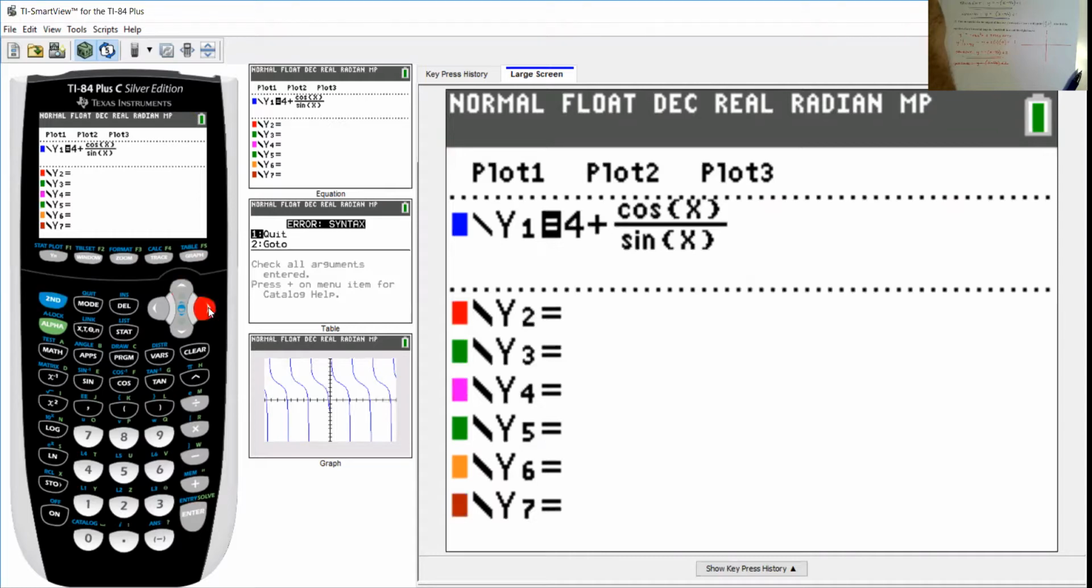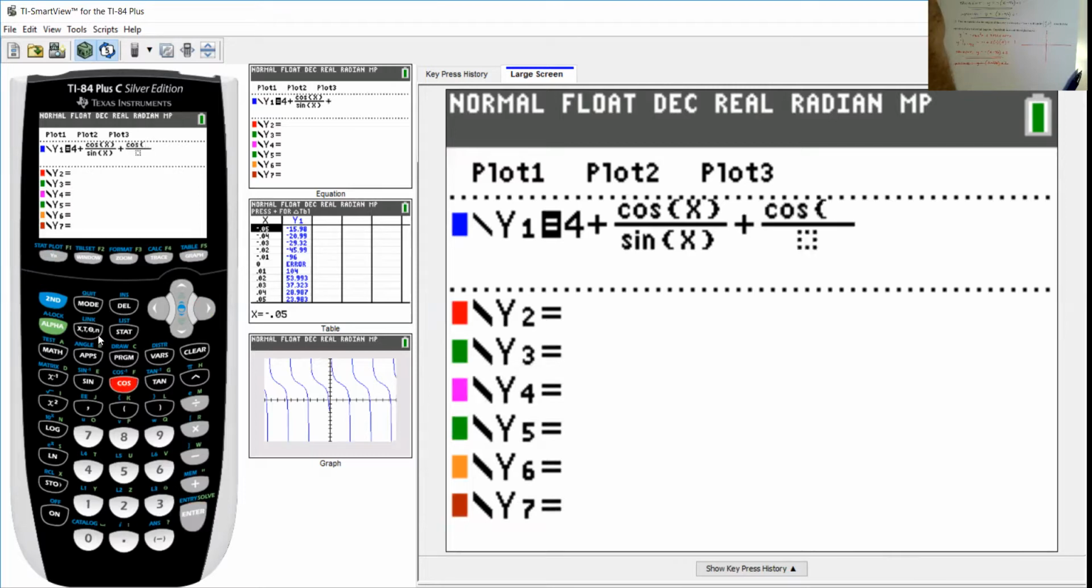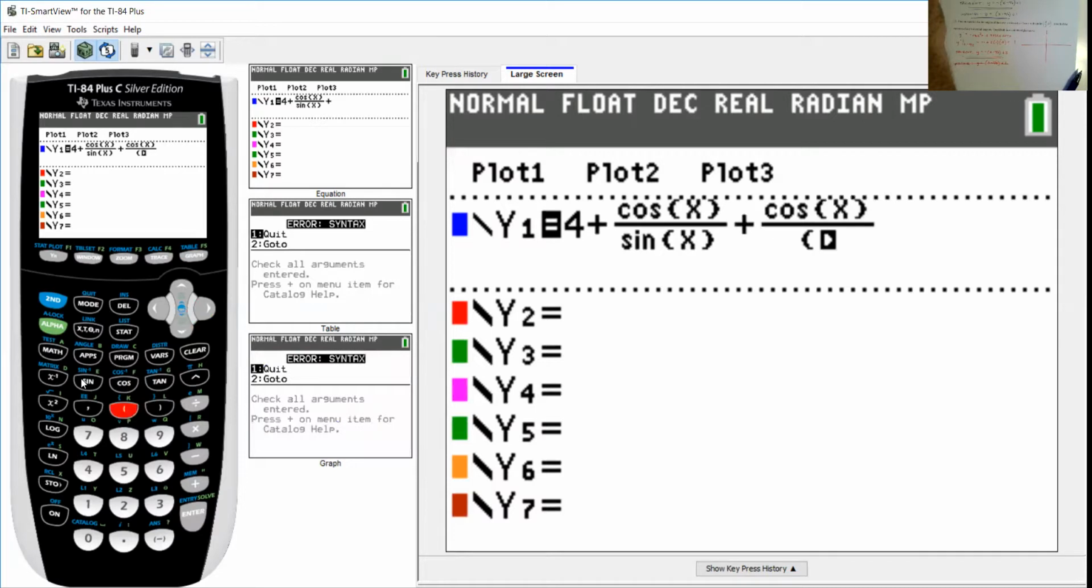I think you go second right, it gets you there. Ooh, how cool is that? Plus cosine over sine squared, right? And there was a two in there. I'm looking at the derivative. Oh, that was silly.